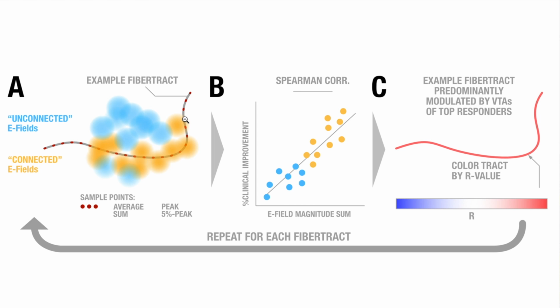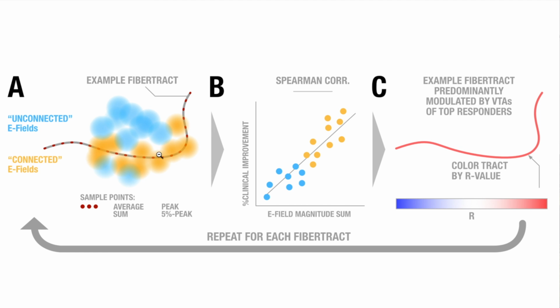And biologically, there will be no activation from here to here, of course, but there will be a value in the data set. What we could do now is take the average of that, or the sum, or only the peak. So we take the peak activation, and we could now correlate this E field magnitude sum or average with the % clinical improvement.